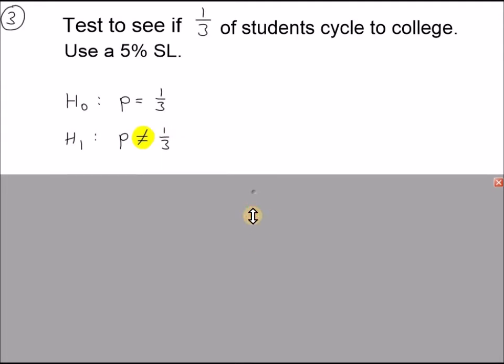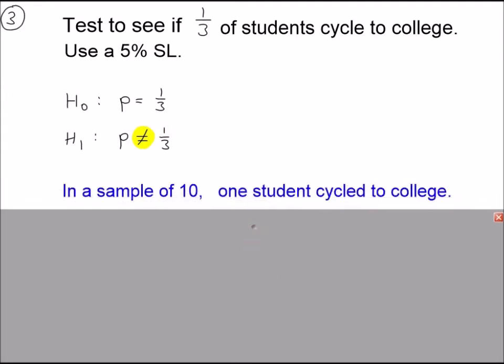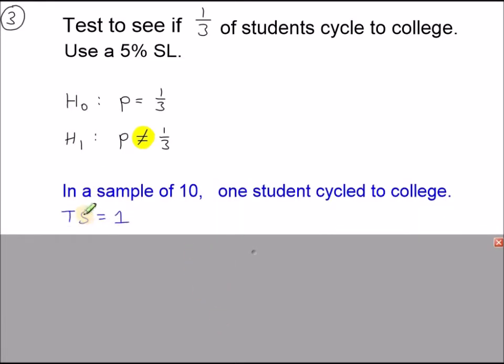Now we need a random sample. So in a sample of 10, one student cycled to college. Now we have to assume that the sample is random. It doesn't state that it's a random sample, but we have to assume that, otherwise the test is invalid. And the test statistic is equal to 1.